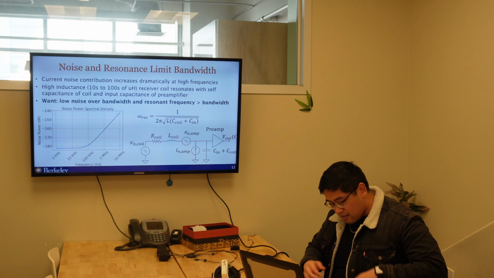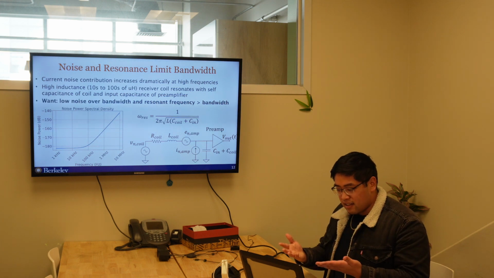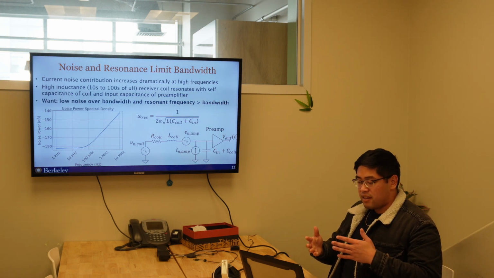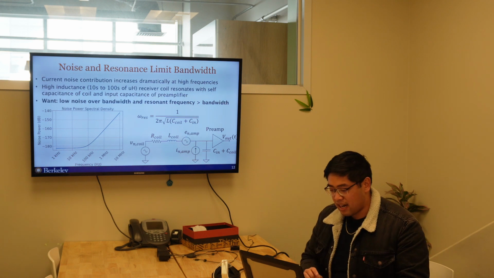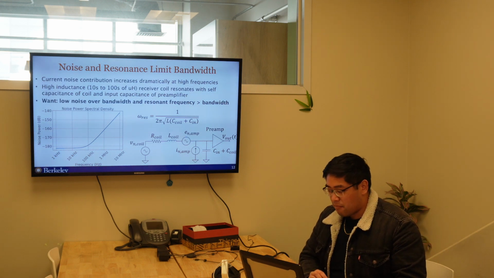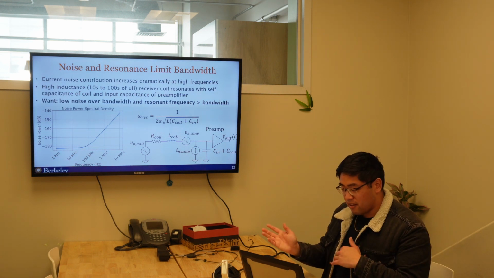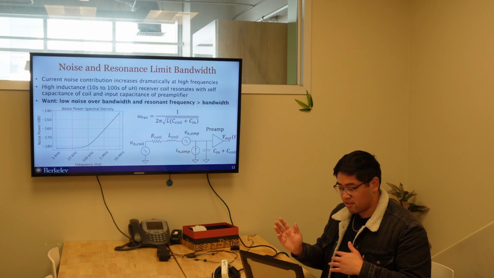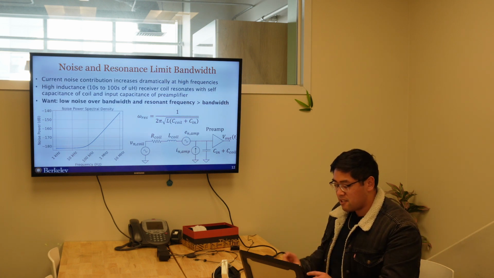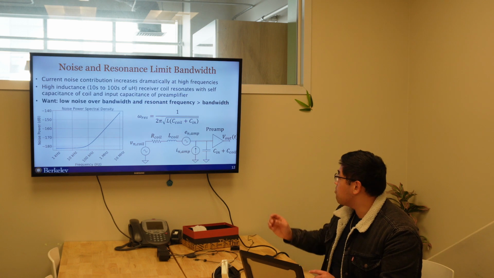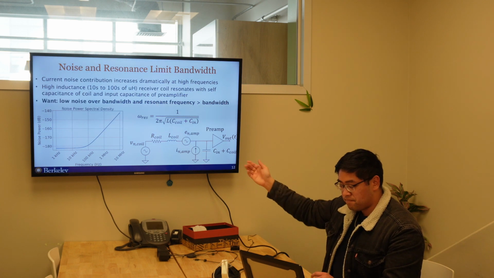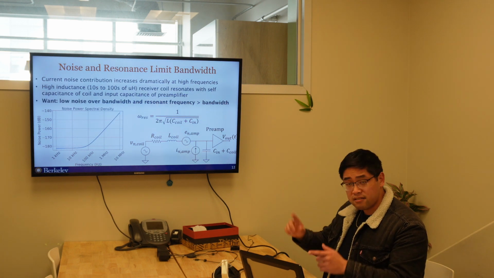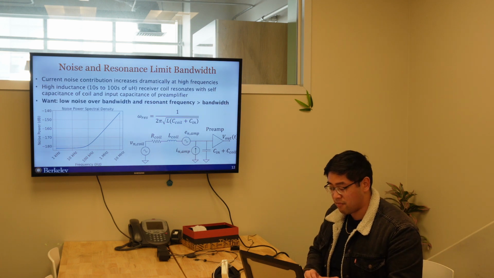So the other issue that I'd like to address is the challenge of making a high bandwidth MPI. So why is that hard? Because looking at our noise model, the current noise contribution will increase at higher frequencies since we detect the particle signal with an inductive receive coil. So this limits our signal-to-noise ratio, or SNR, at higher bandwidth.